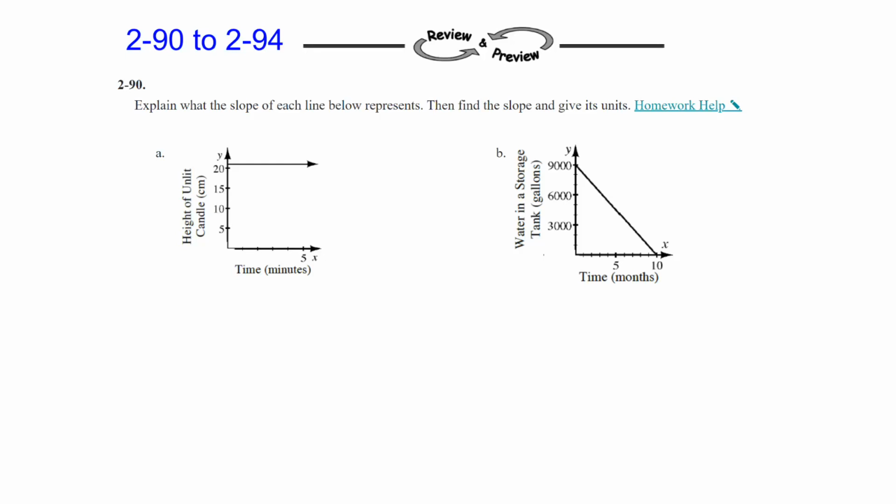Hello, welcome to homework questions 90 through 94 on chapter 2 of algebra. Question 90, explain what the slope of each line below represents, then find the slope and give its units.